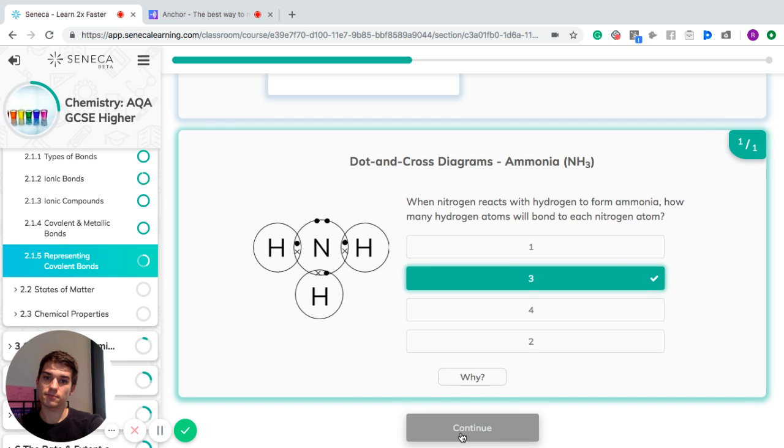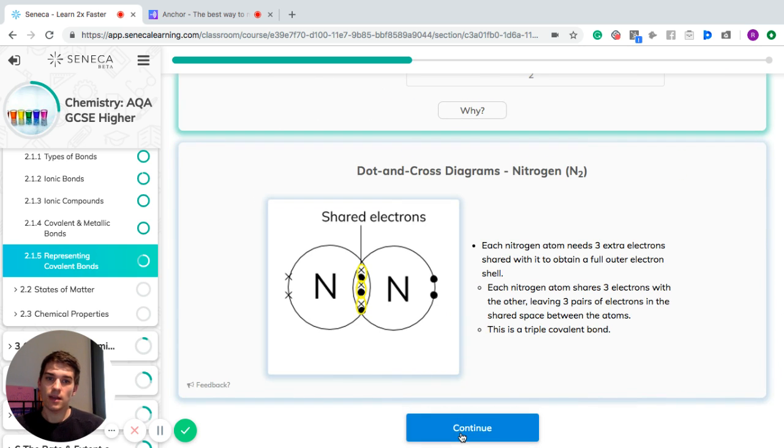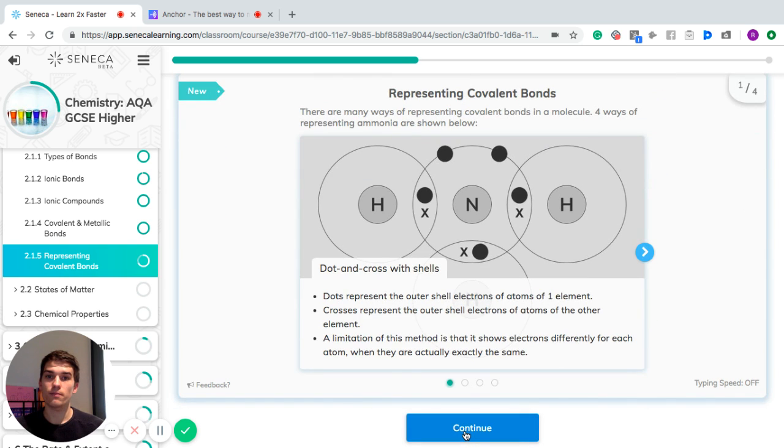Each nitrogen atom in N2, so pure nitrogen, needs 3 extra electrons to obtain a full outer shell of electrons. So each nitrogen atom shares 3 electrons with the other, leaving 3 pairs of electrons in the shared space between the atoms. And that's an example of a triple covalent bond.